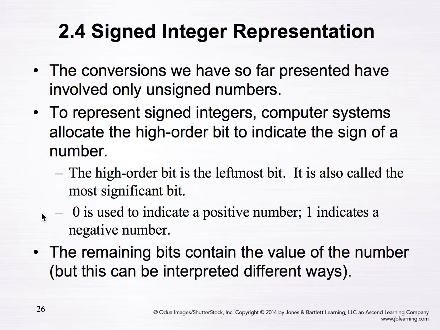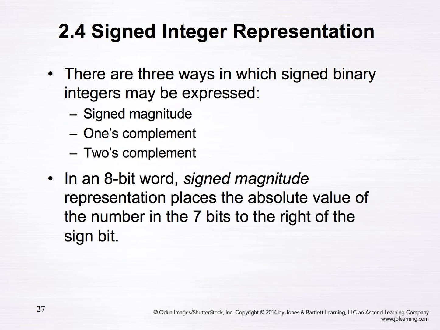The remaining bits contain the value of the number, but it can also be interpreted a different way. We can see that later on in a few examples. There are three ways in which a signed binary integer may be expressed: signed magnitude, 1's complement, and 2's complement. We're going to show each of them one by one.